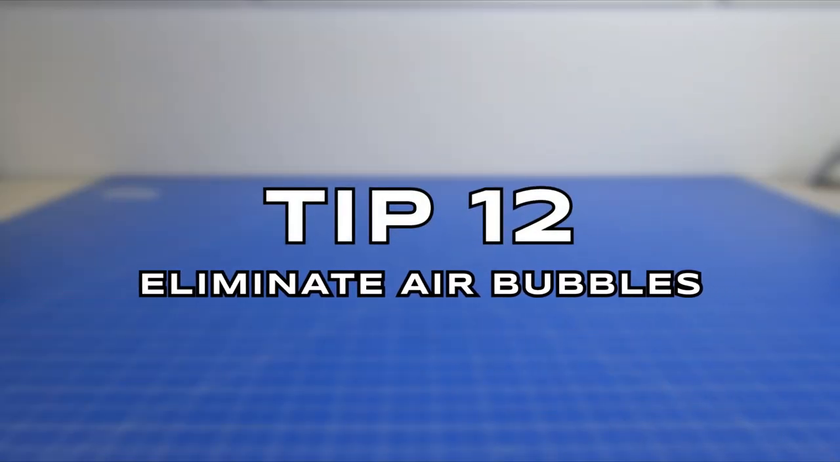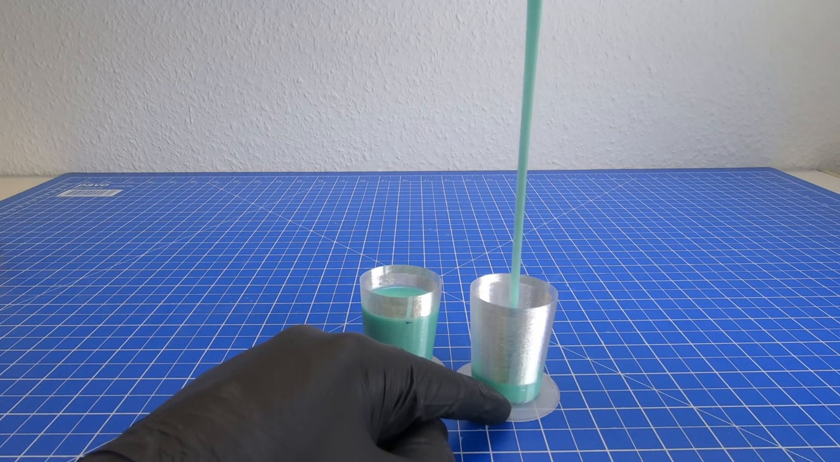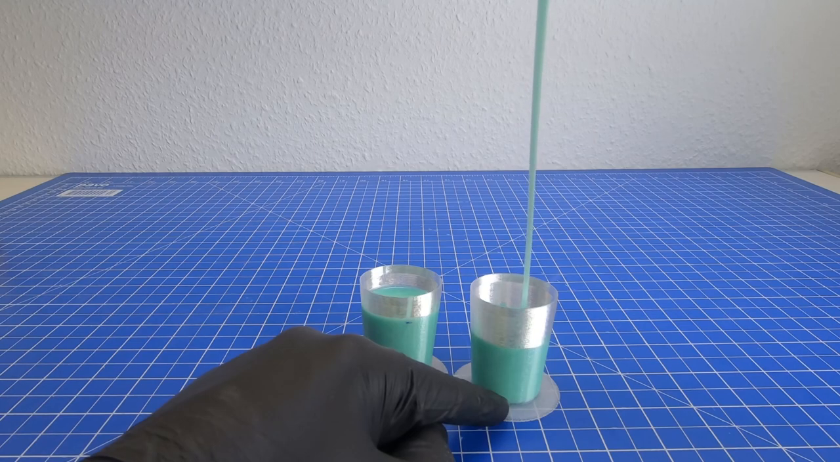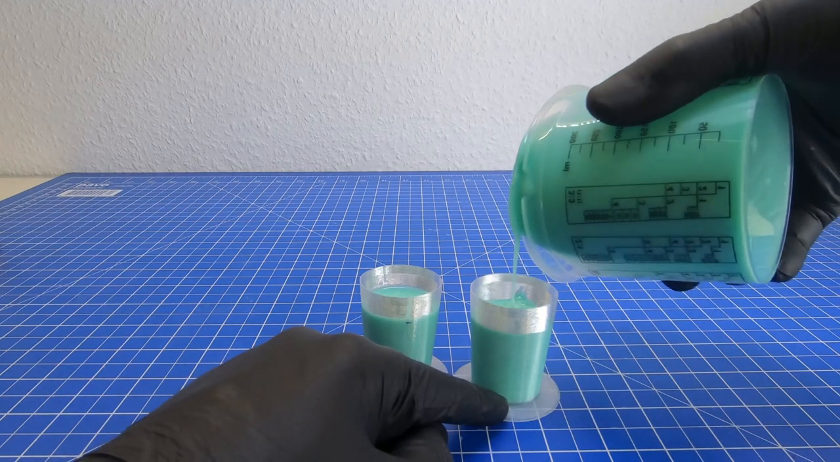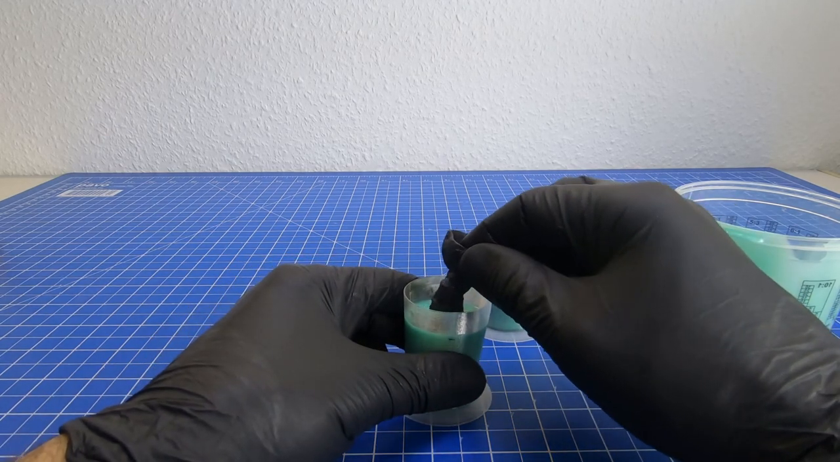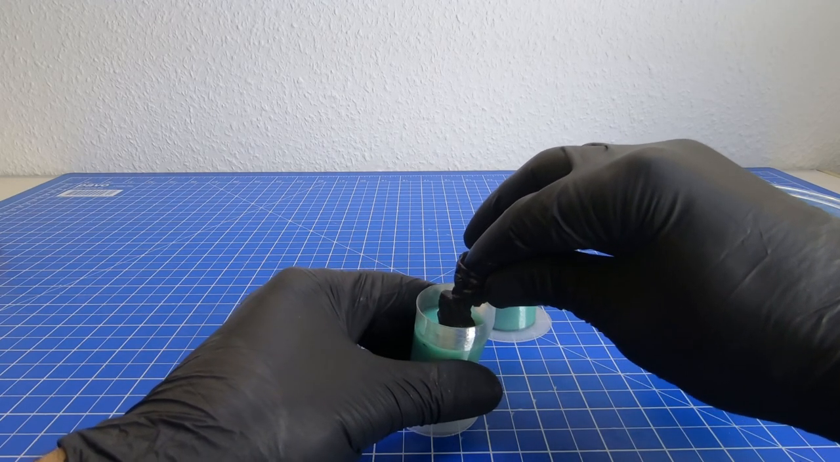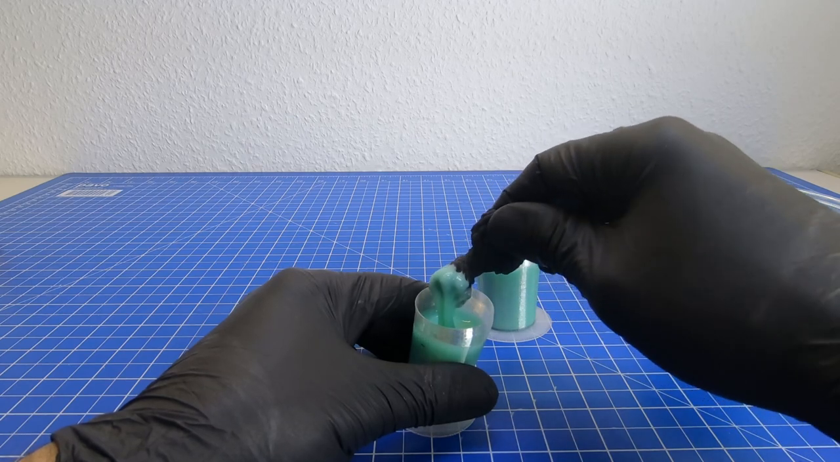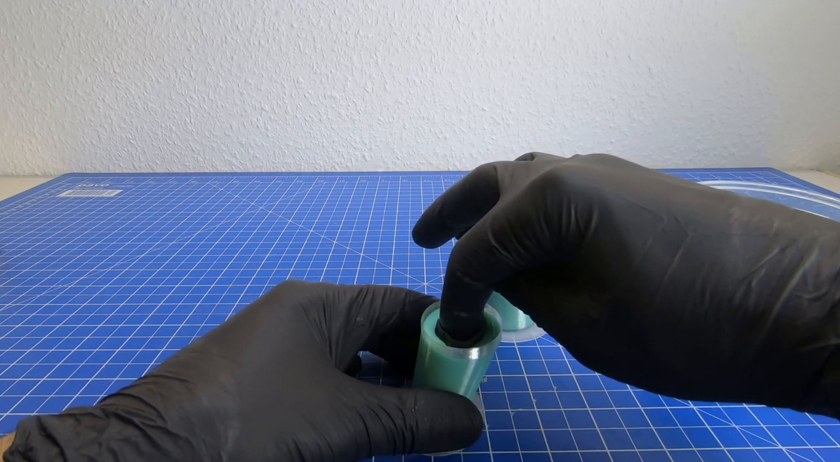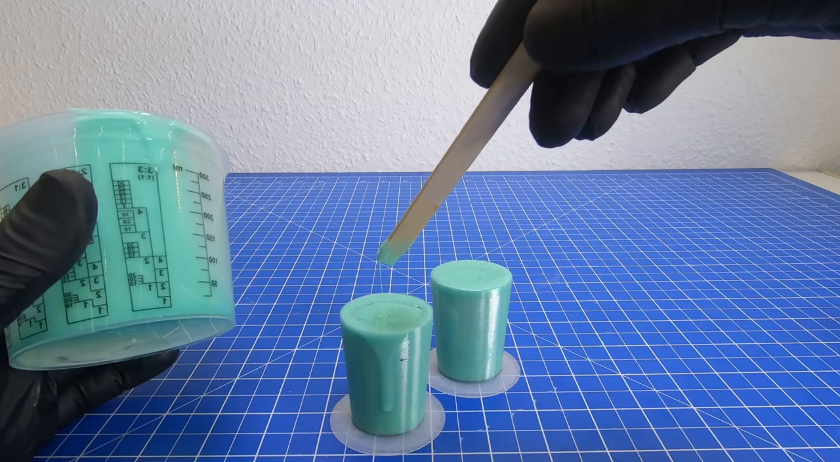Tip number 12, eliminate air bubbles. After you mix your silicone, you can degas it with a vacuum chamber. If you don't have one, I don't have it, you can pour it from a higher level in a thin flow, and like this, the air bubbles will pop out during this process. Air bubbles can get trapped between your model and your silicone, so if you want to reach the best result, you can use a brush and brush the silicone into every little corner and detail, and so you will get a really good result at the end. I didn't do it here because I just use it for a sample.